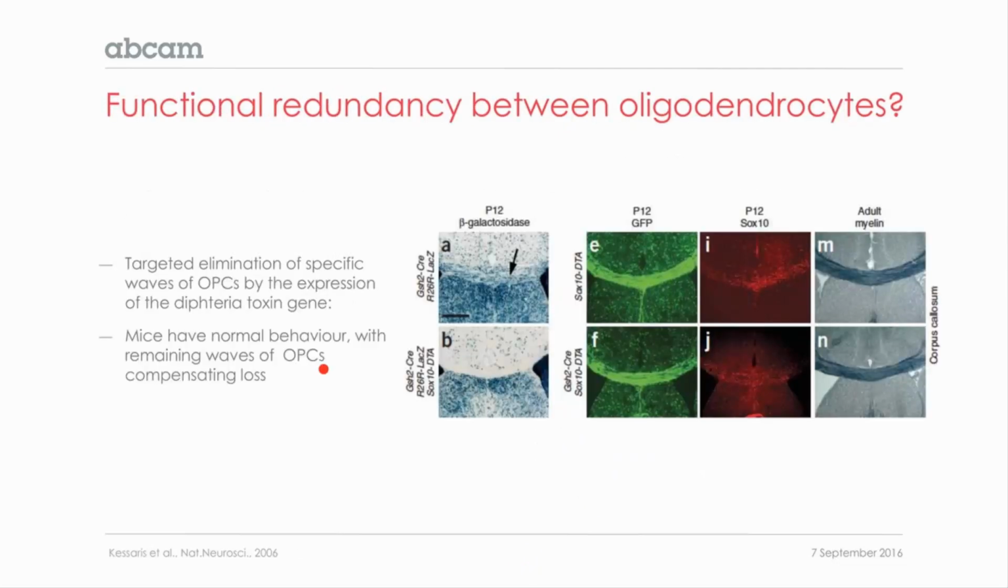A study done by Bill Richardson's group clearly showed that when you eliminate, using diphtheria toxin gene, some of the specific waves of oligodendrocyte precursor cells, as depicted here, the other waves can rescue the phenotype and contribute to the normal generation of oligodendrocytes, and the mice have normal behavior. This suggests that these different waves can be redundant, meaning that perhaps oligodendrocytes can also be redundant.